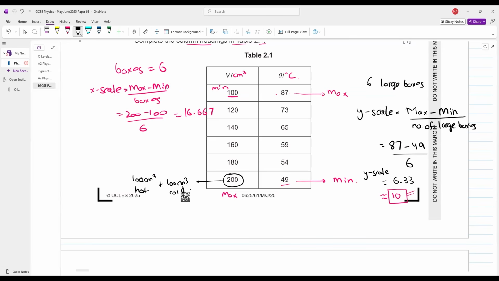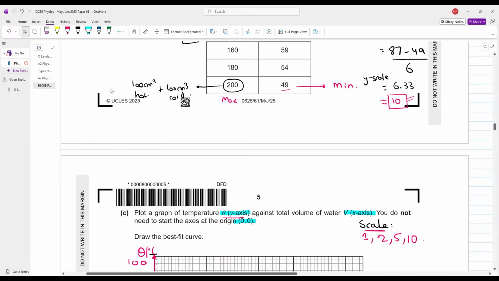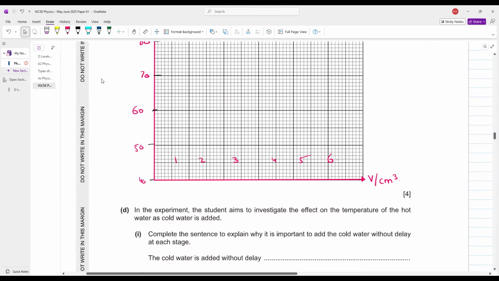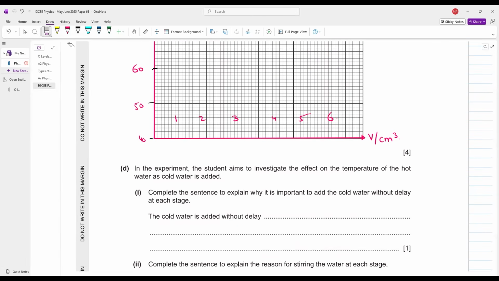Now, as I have told you multiple times, you never round down. बेटा ये 16.6 आया है ना, तो इसको 10 नहीं करना. You can say this can be taken as 20. You can plot a scale in the multiples of 20 as well. 20 के multiples में भी scale plot कर सकते हो.